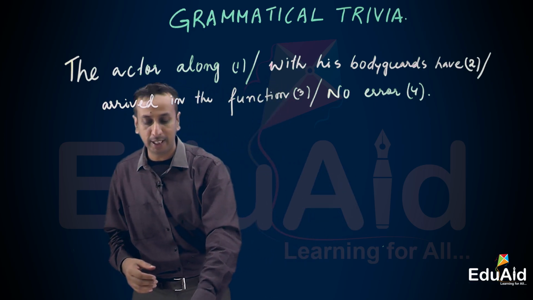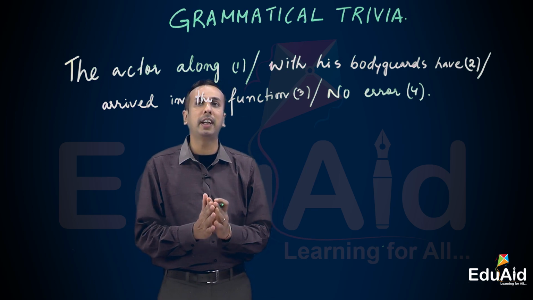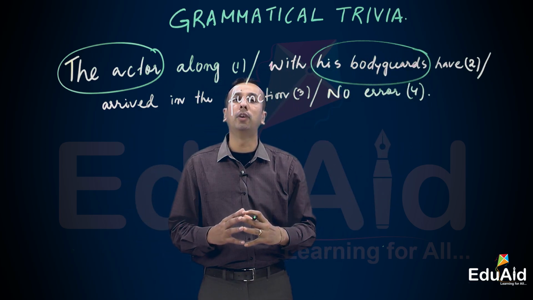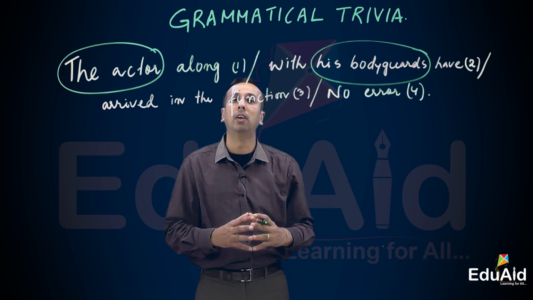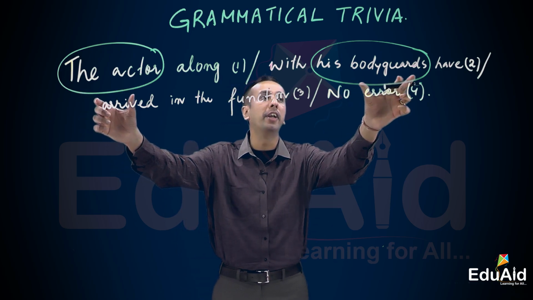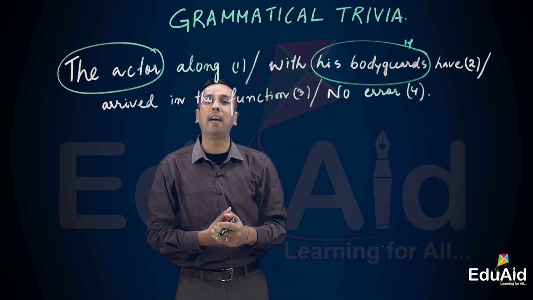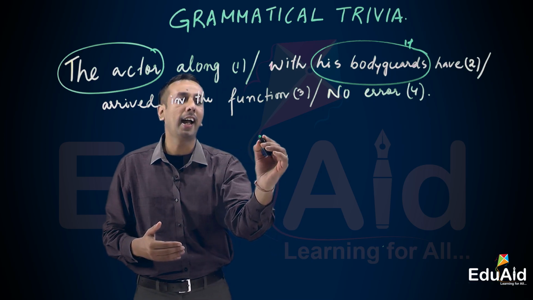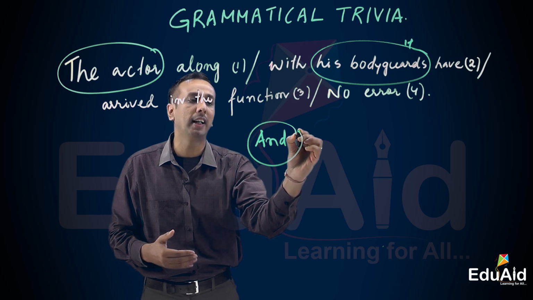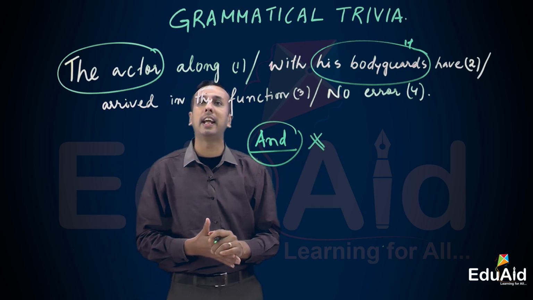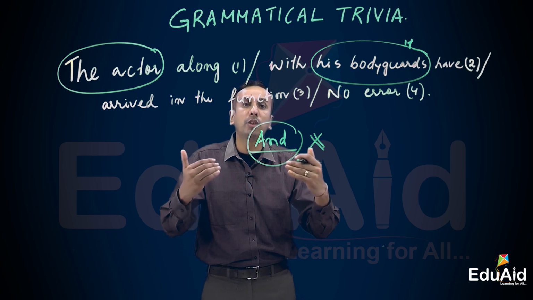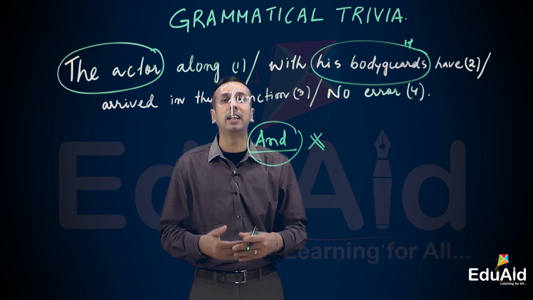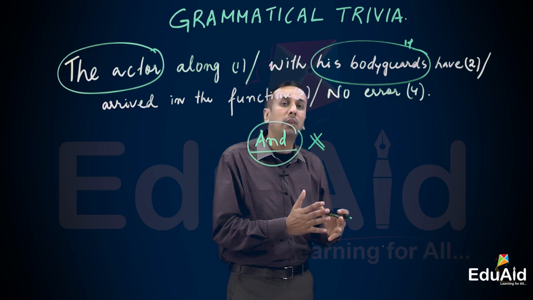Now the prime focus in the sentence, if you read it closely, who is the subject? Some might say that there is actor and there is his bodyguards. So if you give priority to both of them, the sentence looks quite perfect, because bodyguards is more than one, so it has to be have. But just a grammatical awareness that we need to have is that the writer has not used the conjunction and. The writer has not said the actor and his bodyguards. If we should have joined the sentence with and, then we should have given priority to both of them. Then the subject will be in the plural form.